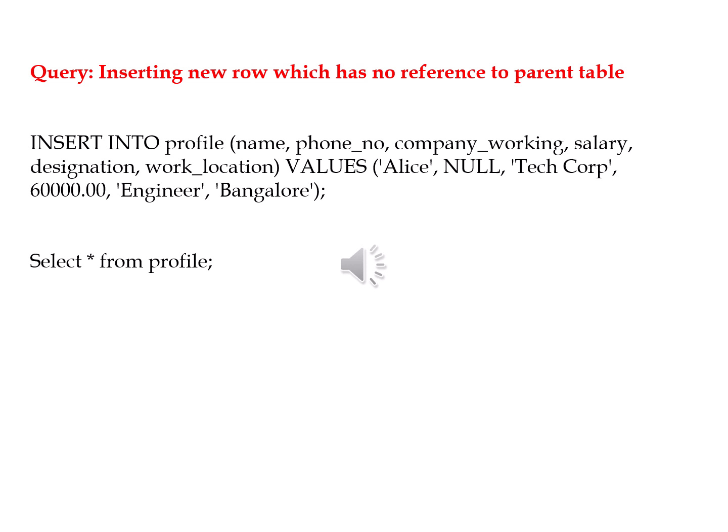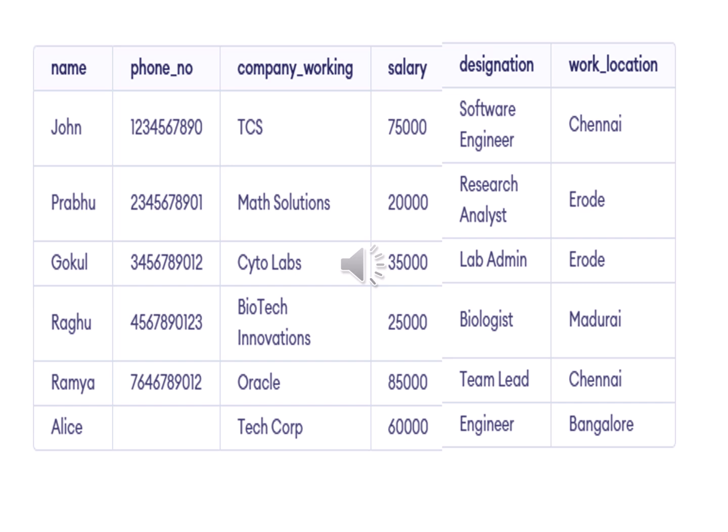After that, we have used the select statement to view the profile table. This is the output of the profile table. Now you can see the difference. The last row is created with no phone number, so this phone number column is empty now.